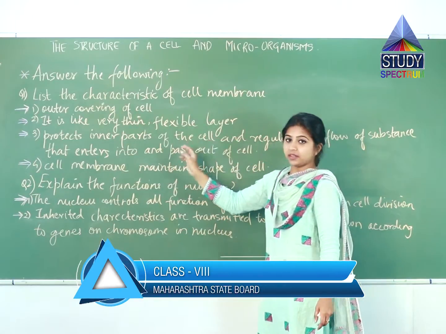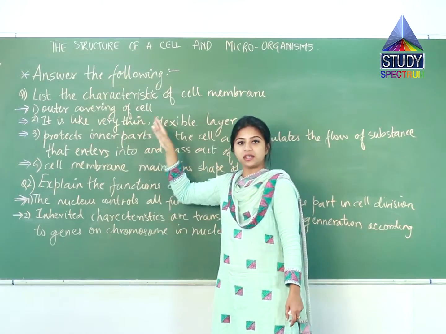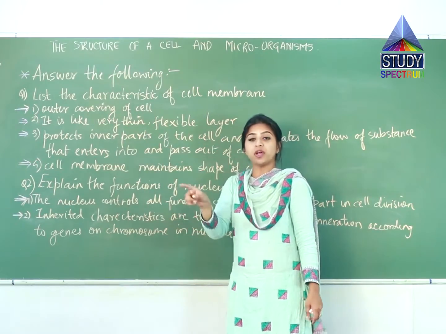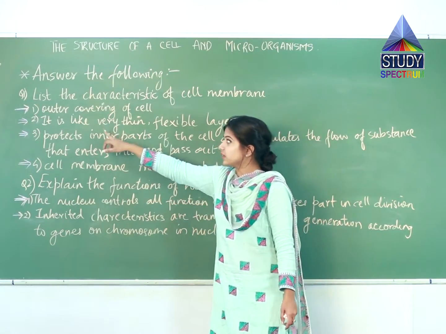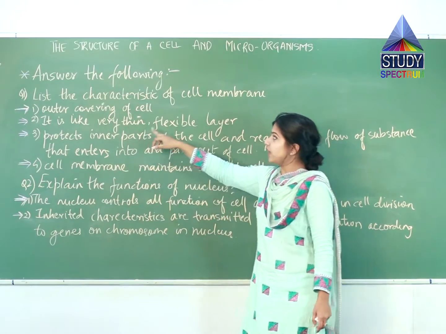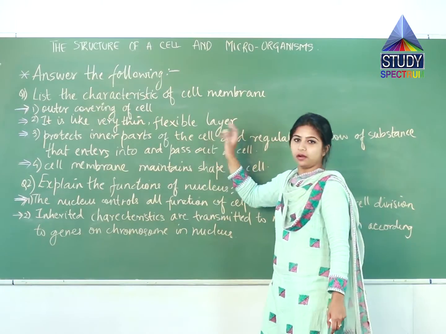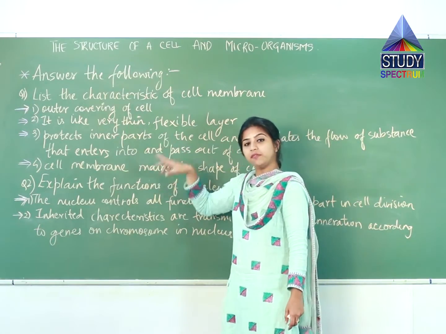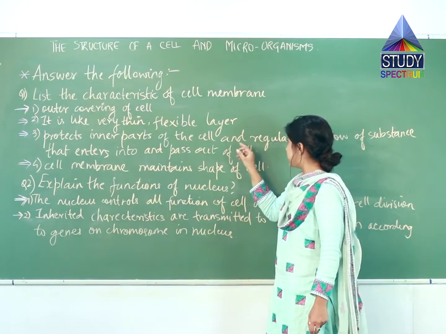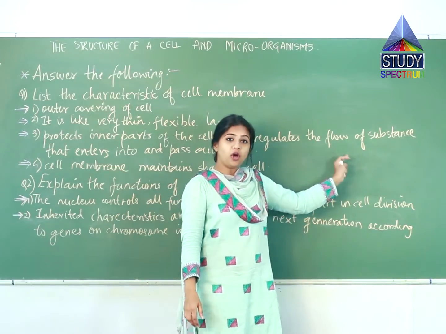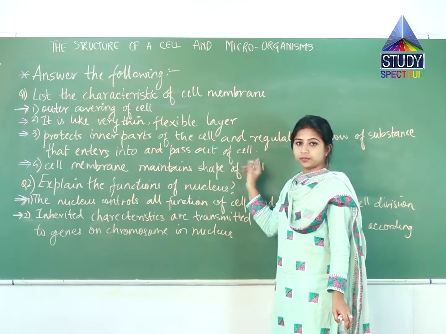Now the characteristics of the cell membrane are that it is the outer covering of the cell. As I told you, it's the outer covering of the animal cell and the inner covering of the plant cell. It is a very thin and a flexible layer, and the cell membrane protects the inner part of the cell and regulates the flow of substances that enter into and pass out of the cell.